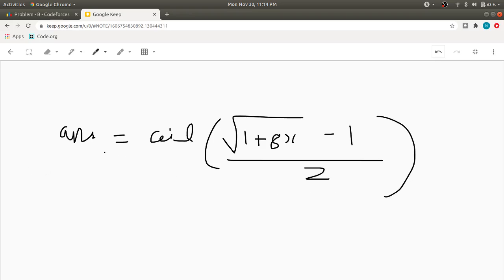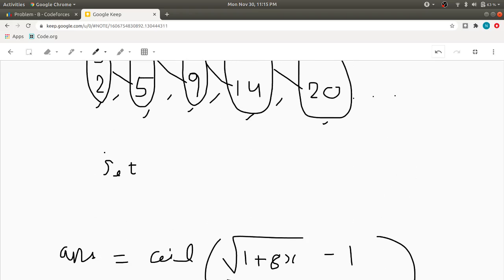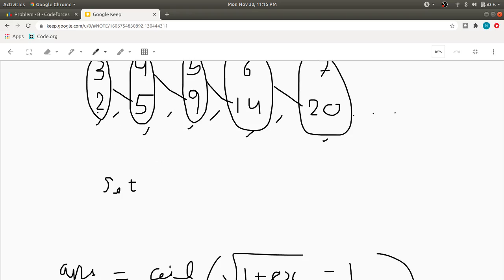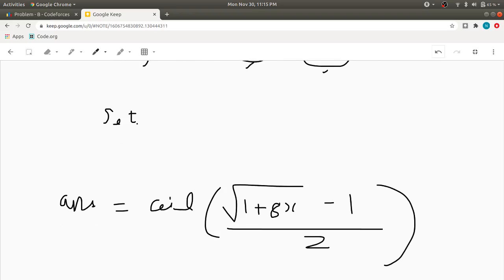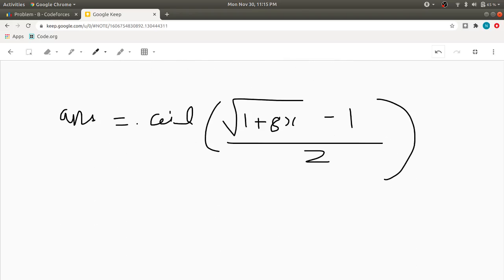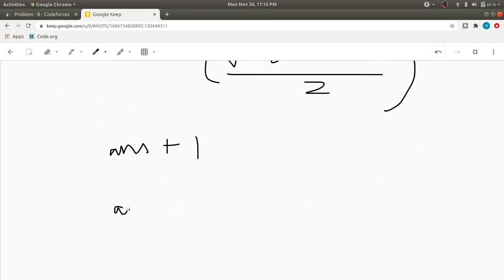So what I am going to do is check whether my x is present in the set, which is in the order of log n. If it is present in my set, then I am going to return answer plus 1 as my answer. If it is not present in my set, then I am just going to return answer. So it is this simple.